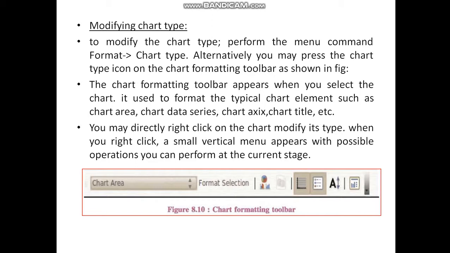The chart formatting toolbar appears when you select the chart. It is used to format the typical chart elements such as the chart area, chart data series, chart axis, which is the x or y axis, chart title, legends, etc. You may also directly right click on the chart to modify its type. When you right click, a small vertical menu appears with the possible operations you can perform at the current stage. First of all, how to modify the chart type: see chart area, format selection, click on that icon and change the type of chart.